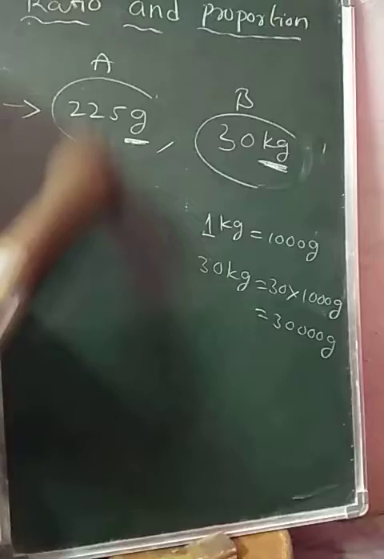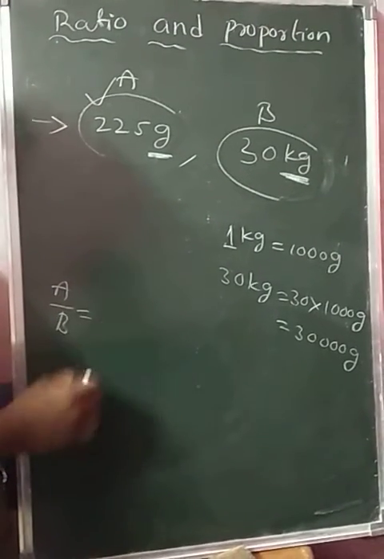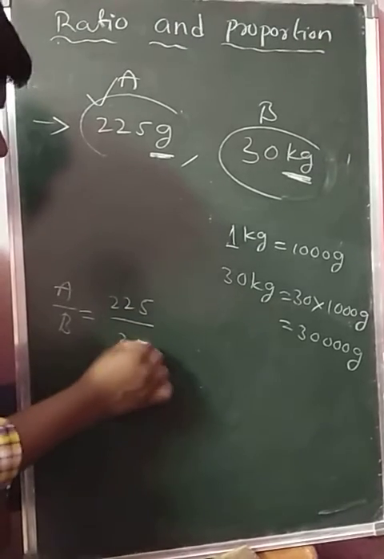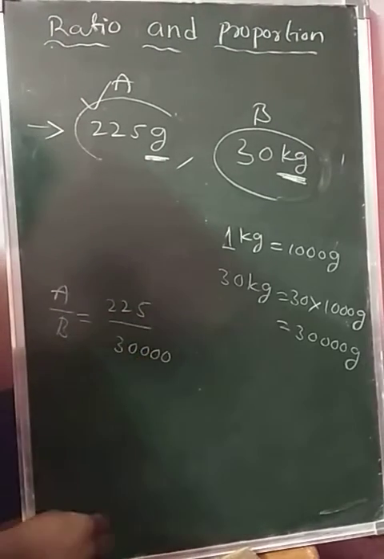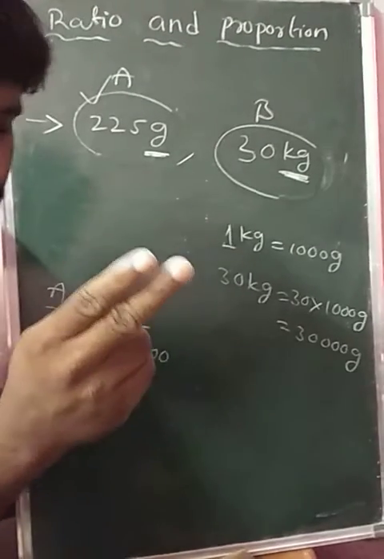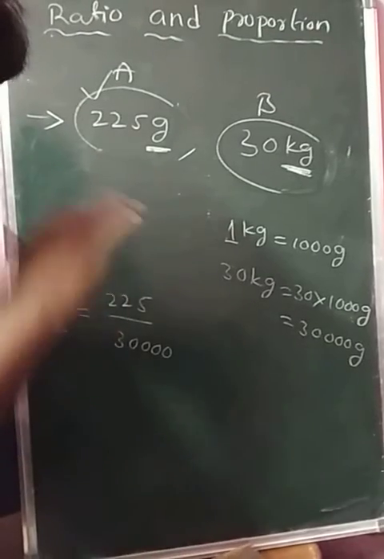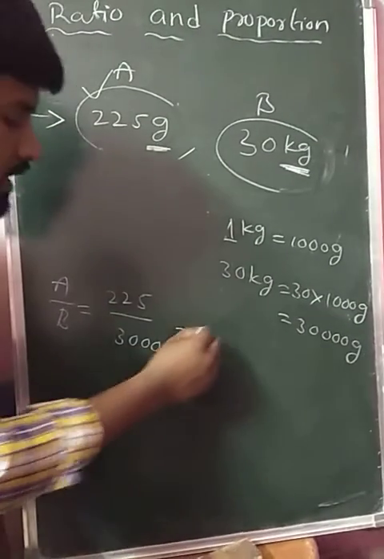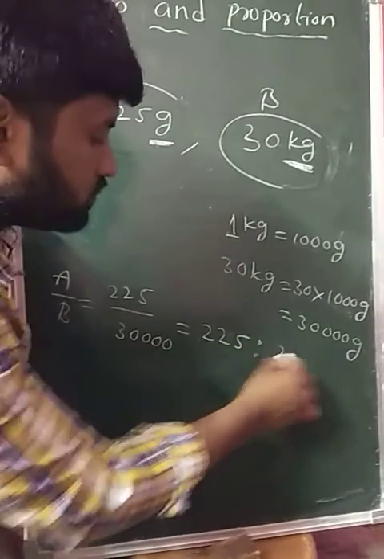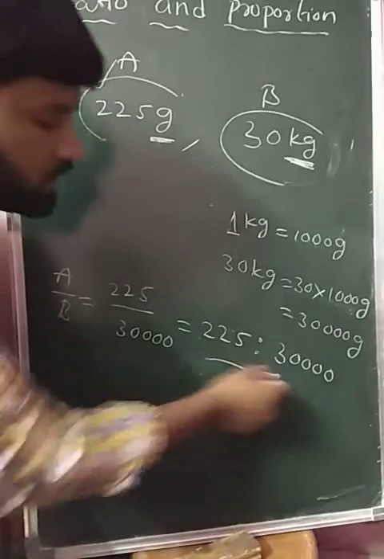Now clearly A by B is 225 by 30,000 grams. While comparing the two quantities with the same kind of units, we can write the ratio. But a ratio has no units. We can write it as 225 is to 30,000.